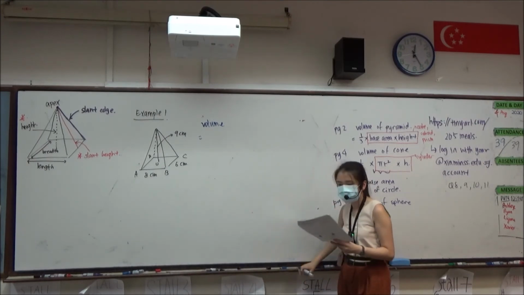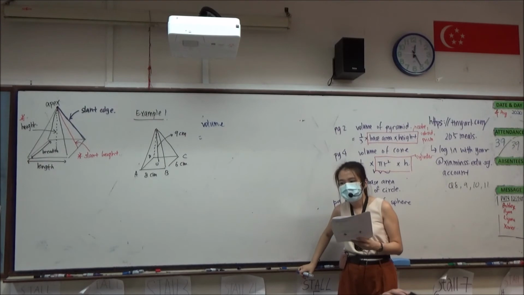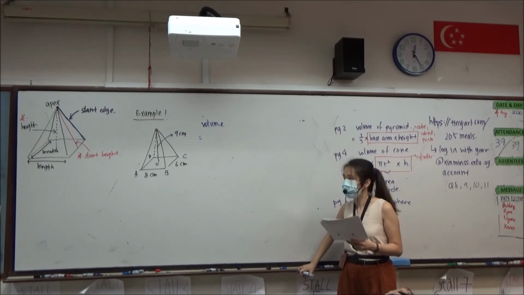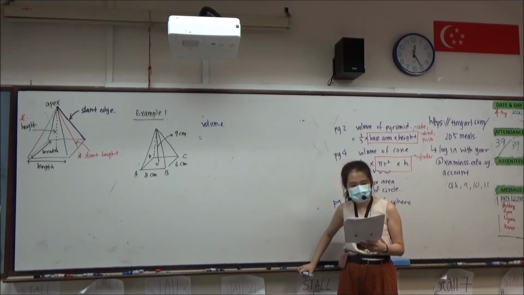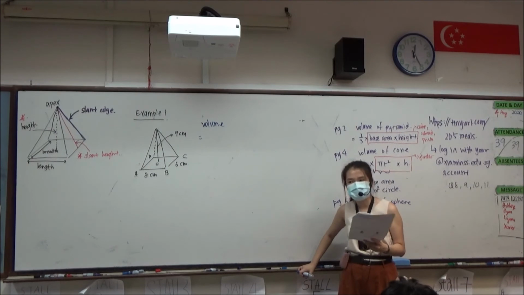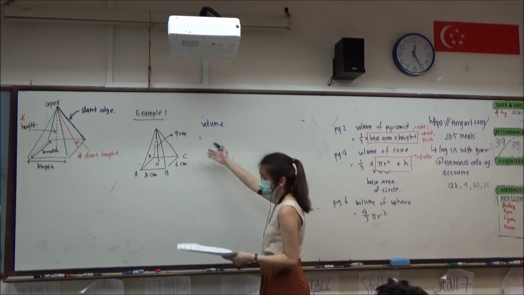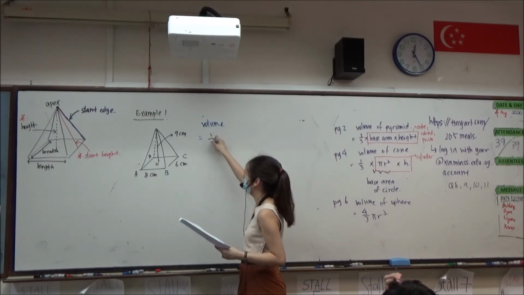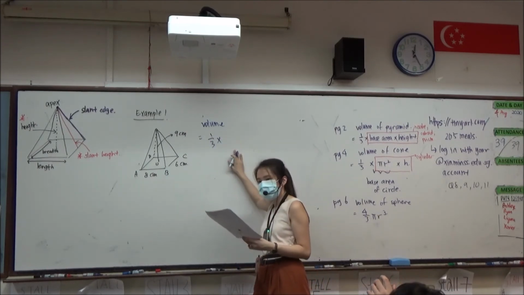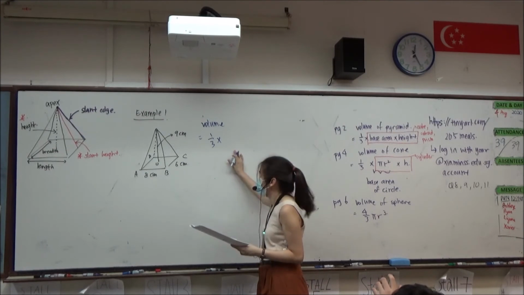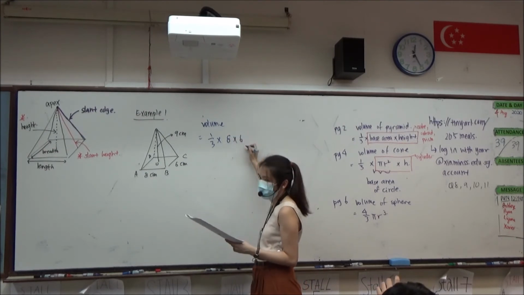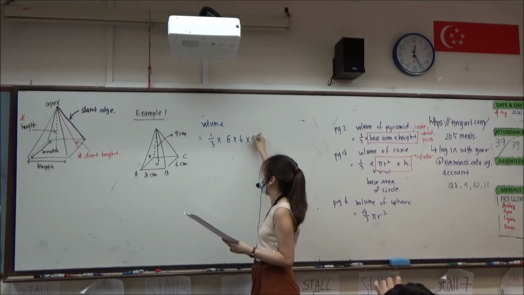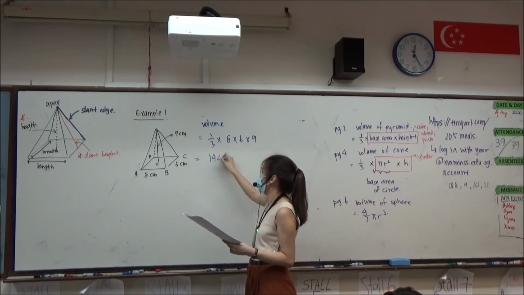How to find the volume? Volume equals to? So how does that fall into place? What's my calculation going to be? 1/3 times what? 8 times 6, that's the base. Times 9. Equals to 144 cm cube.